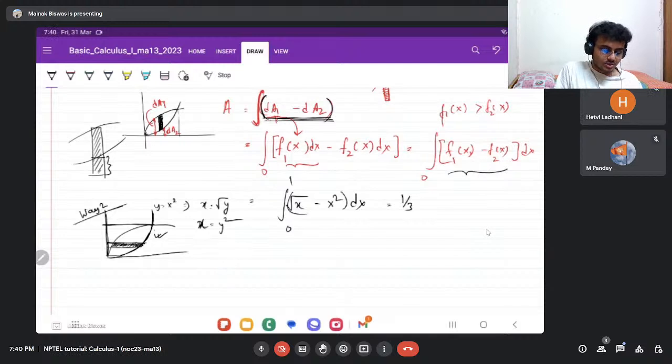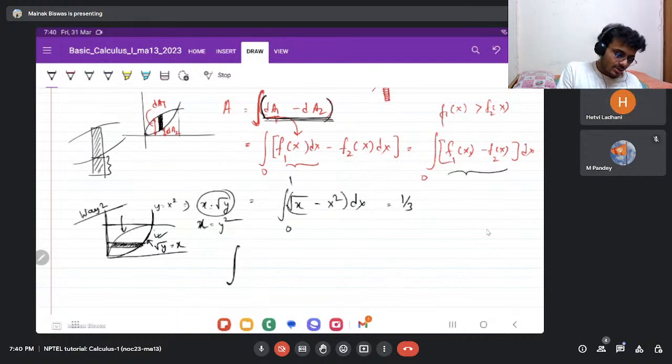So your right function is still root y, so it's not y square minus root y. The right function is this one, root y equal to x, agreed? And this is x is equal to y square. I'm just writing x as a function of y and y as a function of x. In the second case, I'm writing x as a function of y. So this is dy.